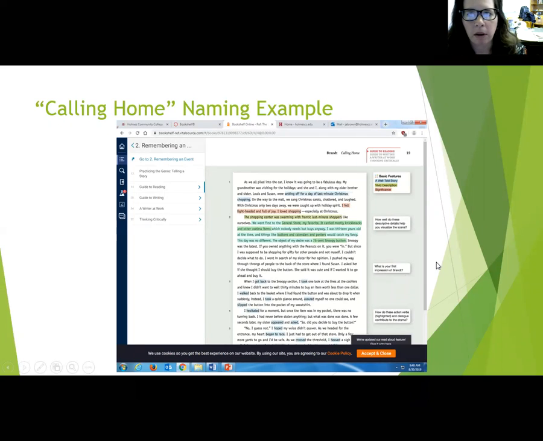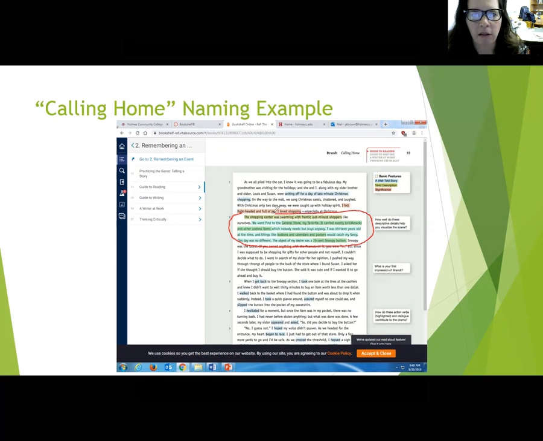This is from your book. This is from page 19 in your textbook in chapter 2. And it's from the essay called Calling Home. All right, so what I did was, this is just a screenshot of that page 19. And let me find the little draw feature. There we go. If you look at this paragraph here, there's a lot of naming details, okay?